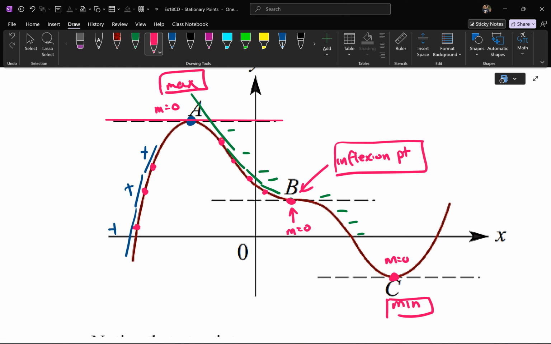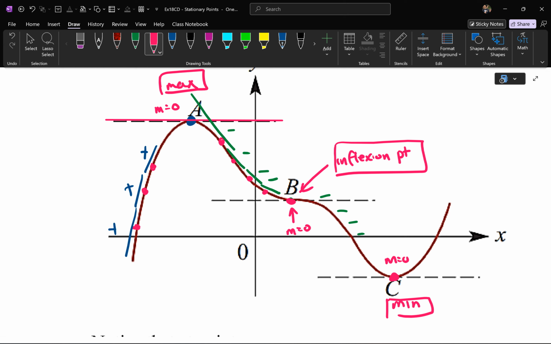Gradients here are all positive. By the time it reaches maximum, it's 0. As soon as you pass the maximum, it starts to go to the negative region. So tangent's all negative from here, 0 there, negative, negative, negative, negative, negative, 0. And then as you turn, the gradient at each point is positive. So what we're studying here is that every maximum or minimum has a derivative of 0.